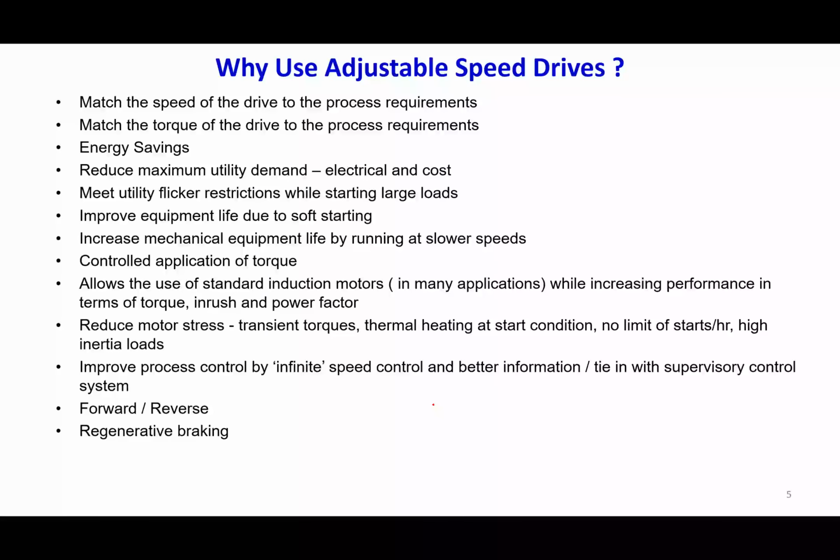So why are we using adjustable speed drives? Why do they have to be adjustable speed drives?